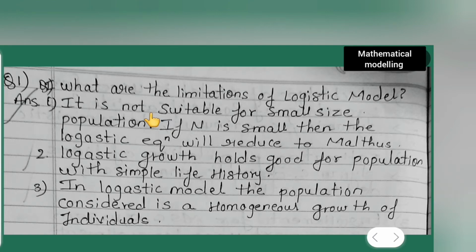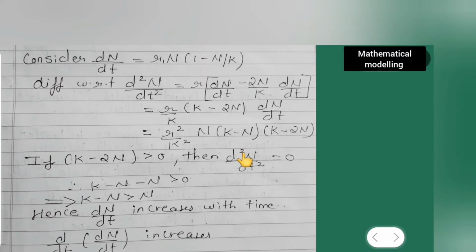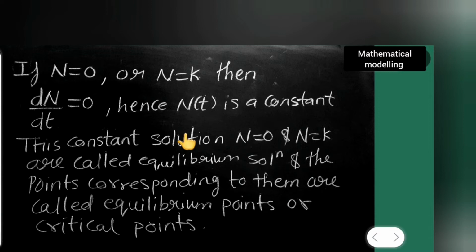Next, let us see beta. The continuation of that part is over here. If N is equal to 0 or N is equal to k, then dN/dt is equal to 0. Hence N(t) is a constant. Now these constant solutions, N equal to 0 and N equal to k, are called equilibrium solutions, and the points corresponding to them are called equilibrium points or critical points.